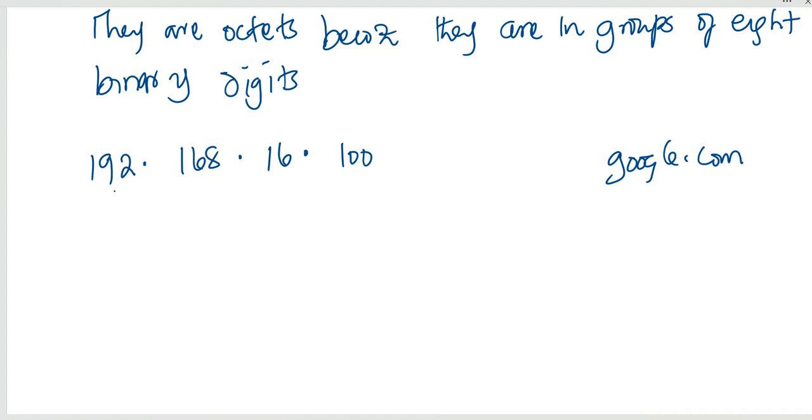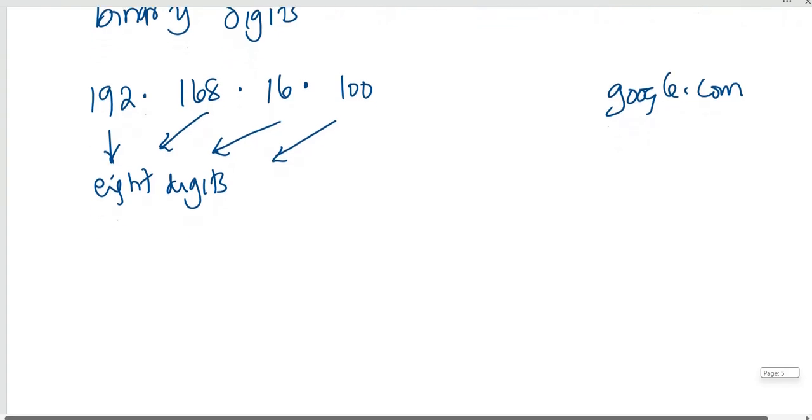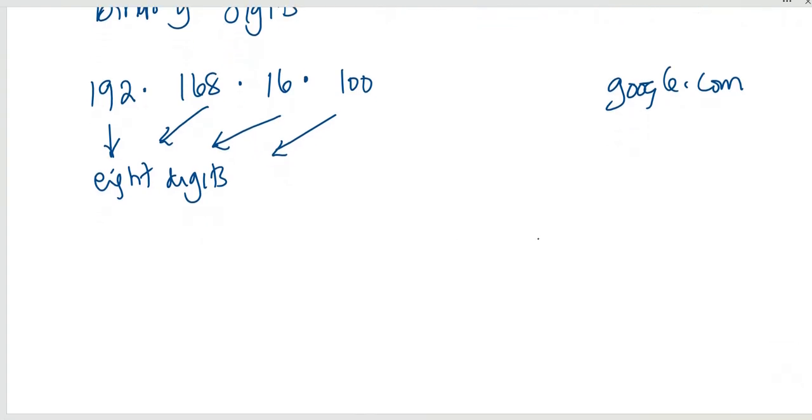Now I want to look at 192.168.10.100. We want to convert each to 8 digits. Each we must convert to 8 digits. So we are going to begin with 192. I'm going to draw my table. If I'm talking about 8 digits, that means I will stop at 128, which is 2 to the power 7, since 2 to the power 8 minus 1 is the maximum. This is 128. So I'll start from 1.